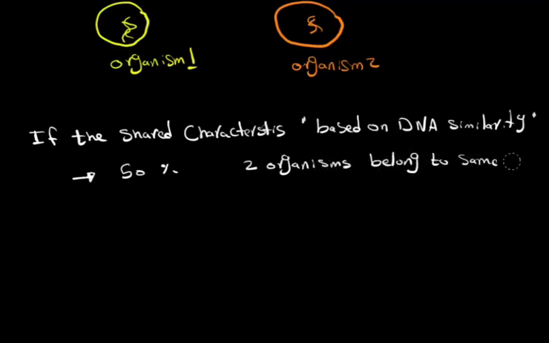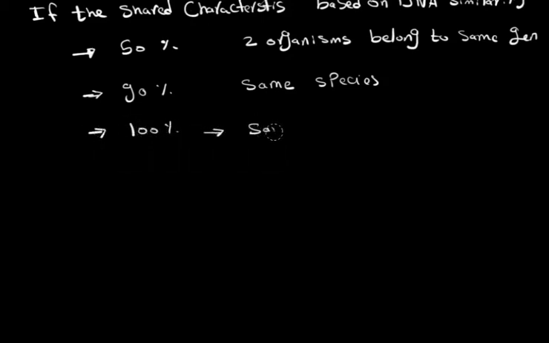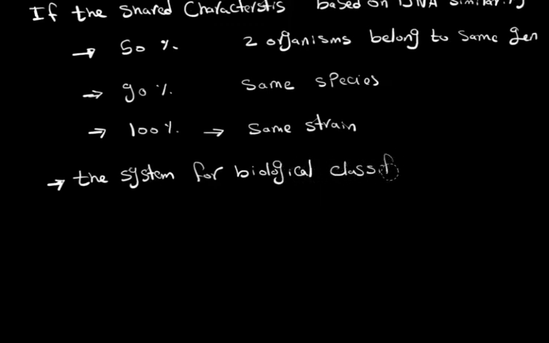Now, let's look. If the similarity of the DNA between the two organisms was 50%, those two organisms belong to the same genus but different species. If the similarity was 90%, that means those two organisms belong to the same species but different strains. Only at 100% do we say that these two organisms belong to the same strain.